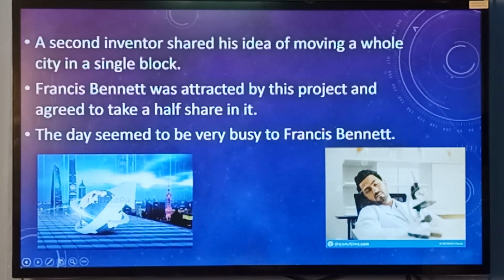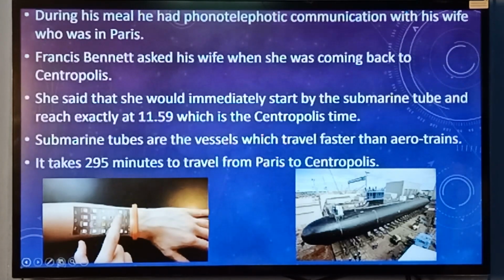The day seemed to be very busy to Francis Bennett. During his meal, he had phonotelephonic communication with his wife who was in Paris. Francis Bennett asked his wife when she was coming back to Centropolis. She said that she would immediately start by the submarine tube and reach exactly at 11:59, which is the Centropolis time. Submarine tubes are the closed water bodies which can submerge deep underwater. Their speed of travel is more than the other transports.